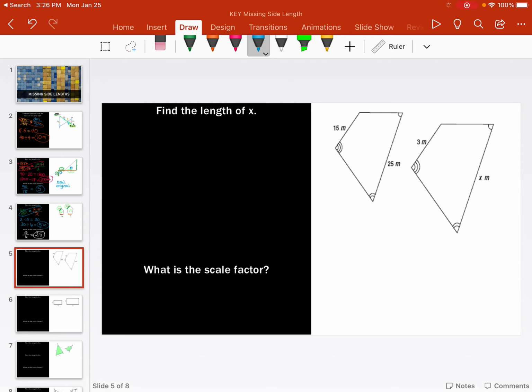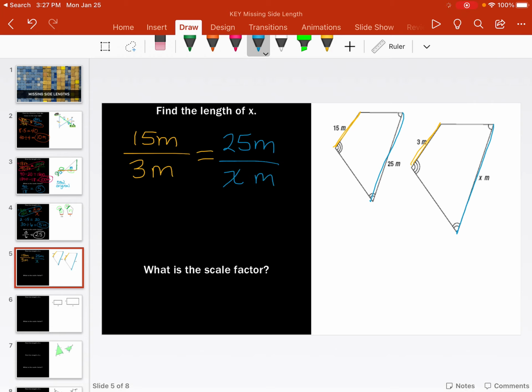All right, find your two corresponding sides. From 1 loopy-doop to 2 loopy-doops, matches right here, 1 to 2. From 3 to none, 3 to none, so those two match. So I'm going to go 15 meters over 3 meters, and I'm going to do 25 meters over x meters.